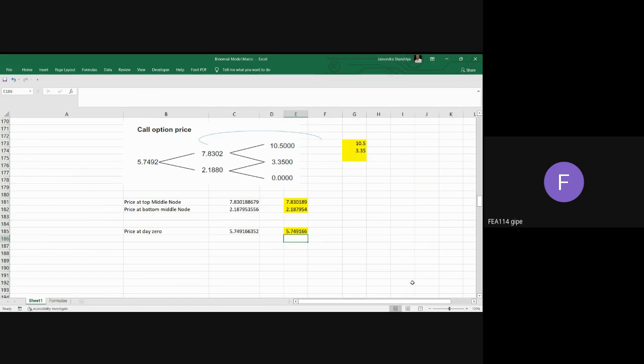So the software solves for you the ideal value of the call option or put option, and then the trader takes a call whether to buy it, sell it, or not to get into this, depending on the situation.